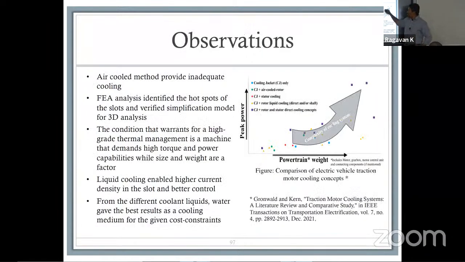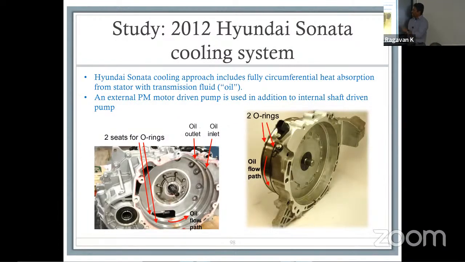So what we observed, and this actually lines up with what the studies have shown, is that depending on what kind of application you use, which once again from Grunwald and Kern, the previous paper had shown, they show you the complexity of the cooling system as a function of peak power and powertrain weight. So it tells you what solution could be most effective specifically in the context of your application. This is a quick example here.